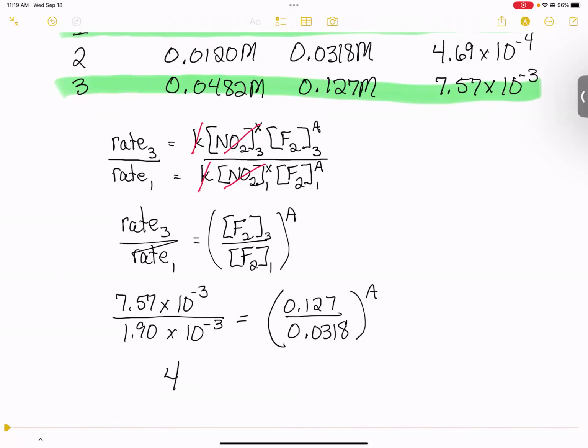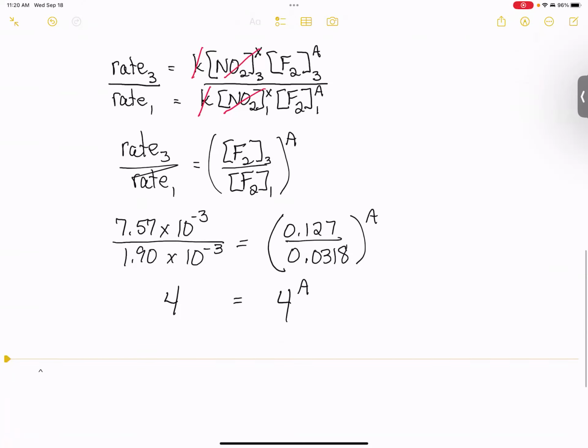This left-hand side basically is equal to 4. It's actually equal to 3.98. When it is that close to a whole number, go ahead and round to the whole number. Only if it's not close to a whole number do we hold it as is. 0.127 divided by 0.0318 is also equal to 4 to the A. So our A, which is the order for the F2, is 1.